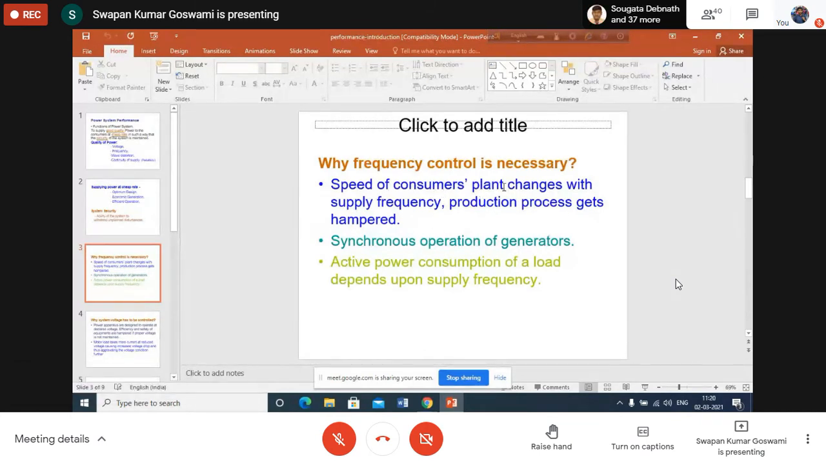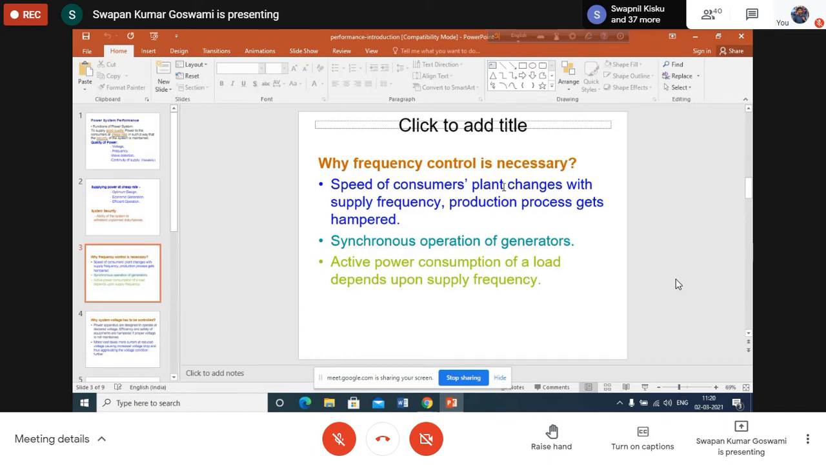Consumer plants, what are the consumer plants? Basically, we are talking about some industrial systems, industrial motors. There are a lot of induction motors out there. So what happens if you change the supply frequency of an induction motor? Can you say what will happen to the speed of the induction motor if the supply frequency is varied? What will happen?